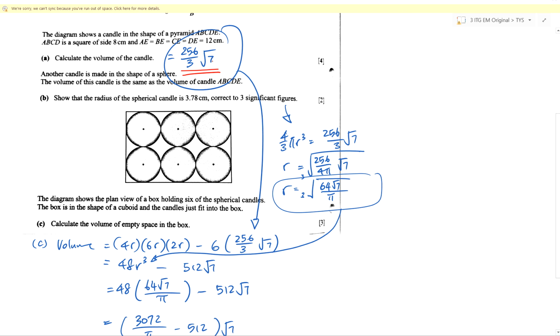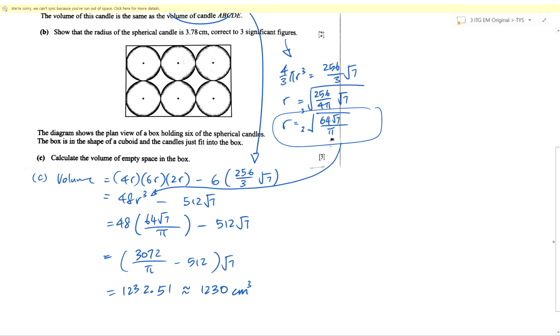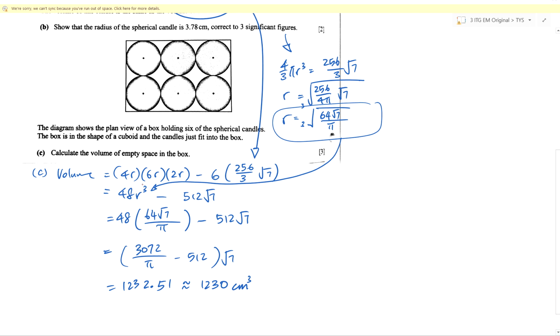When you are presenting your answer, part A, you have to leave it in 3SF. But for the purpose of part C, I'm trying to find out all the exact values and see how they differ from whatever is given in the answer booklet. Then in part B, the exact radius is as shown, cube root of 64 root 7 over pi. So the empty space will be 48 r cubed minus 6 times whatever is the answer in part A.